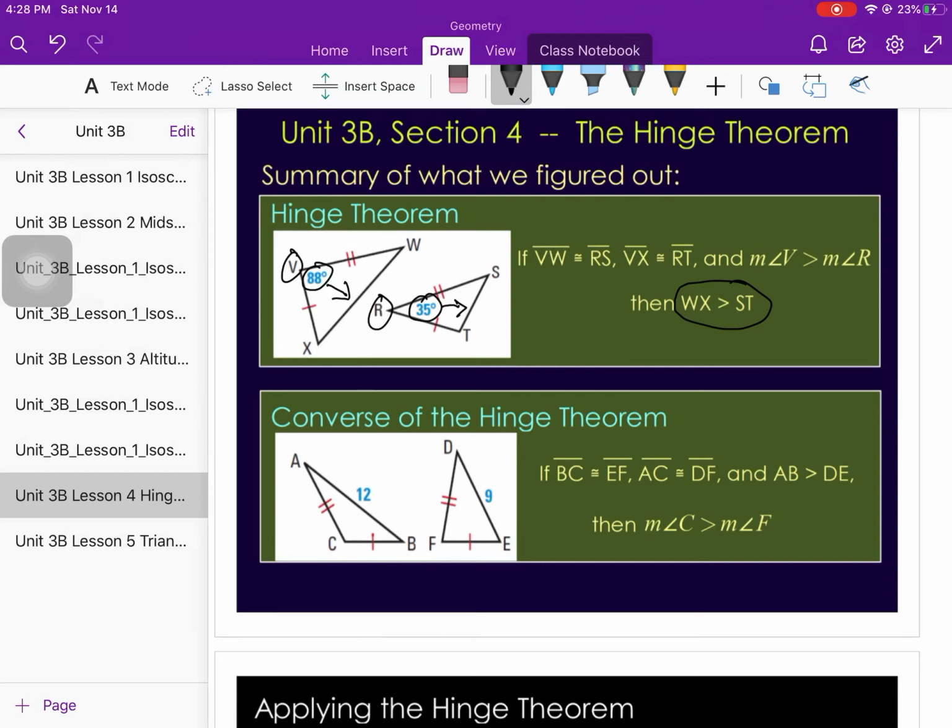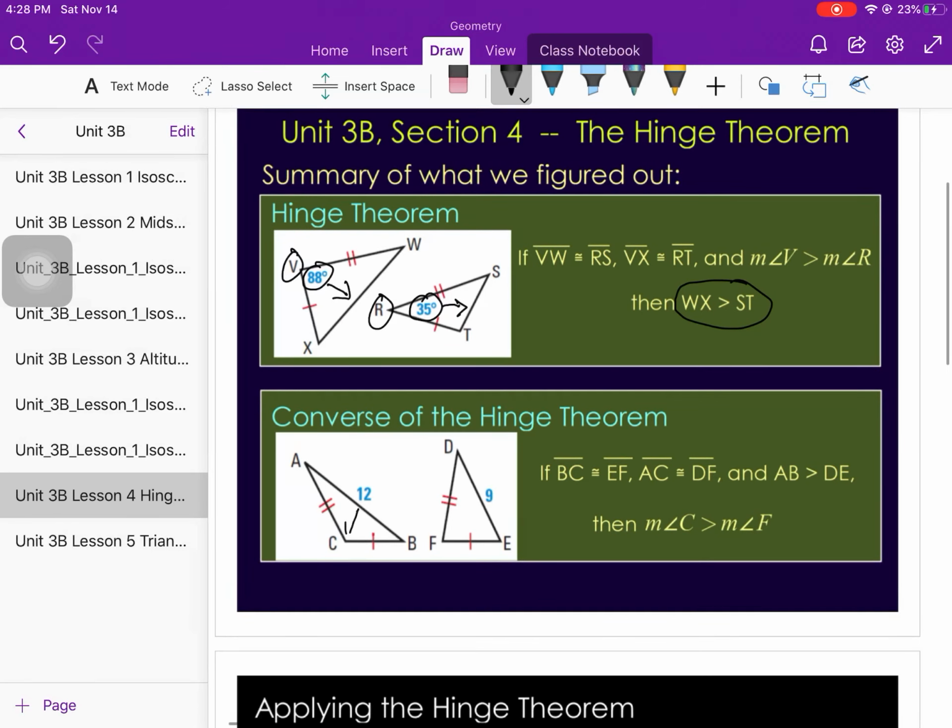So looking at this one, we have 12 on side AB for the first triangle, and then 9 for side DE on the second triangle. 12 is bigger than 9, so if we look at the angles across from those sides, C and F, we know that C would have to be greater than F because of this.